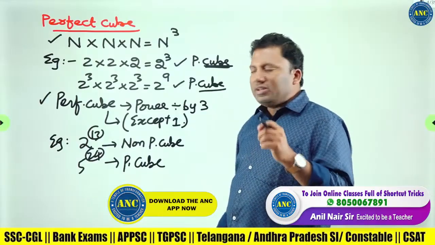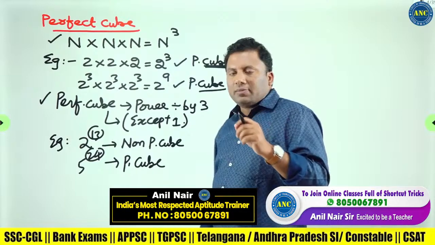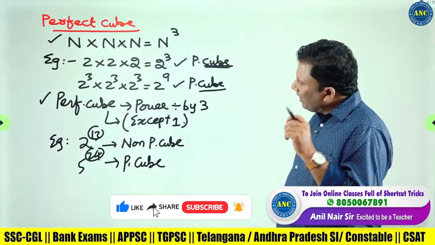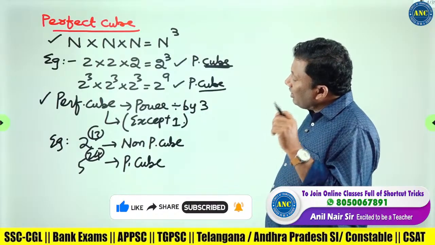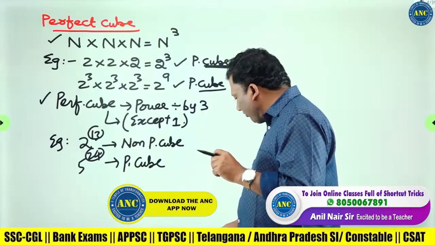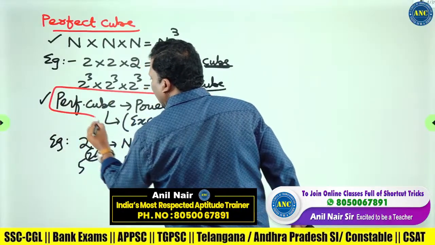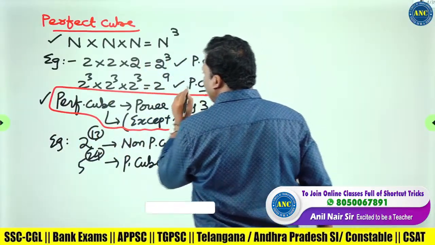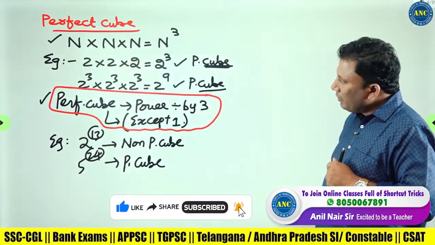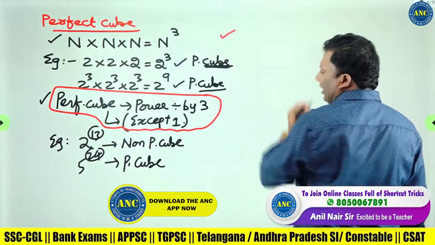A perfect cube is a number which is multiplied by itself 3 times. If it is multiplied by itself 2 times, then it is a perfect square. If a number is multiplied by itself 3 times, it is a perfect cube. The important property of a perfect cube is power should be divisible by 3. One is a perfect square, one is a perfect cube, and so on. Next property, listen very carefully.